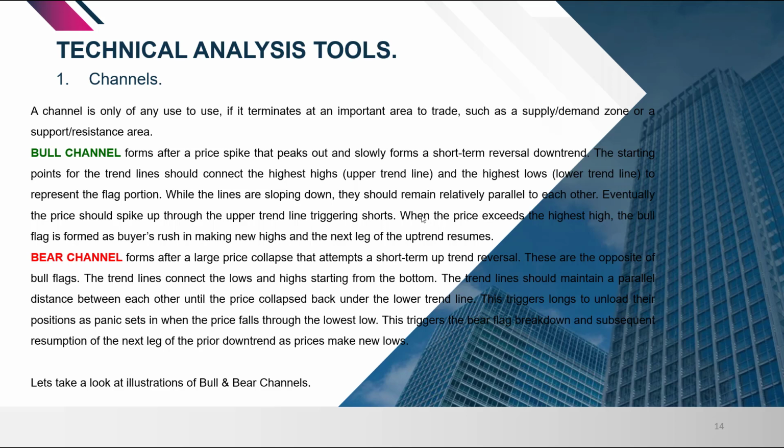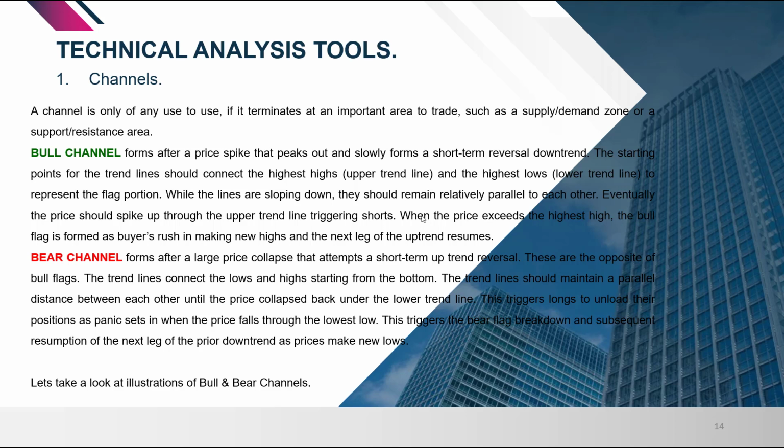Eventually, the price should spike up through the upper trend line, triggering shorts. When the price exceeds the highest high, the bull flag is formed, or the channel is formed, as buyers rush in, making new highs, and the next leg of the uptrend resumes. Don't worry, I'm going to illustrate this in the next slide.